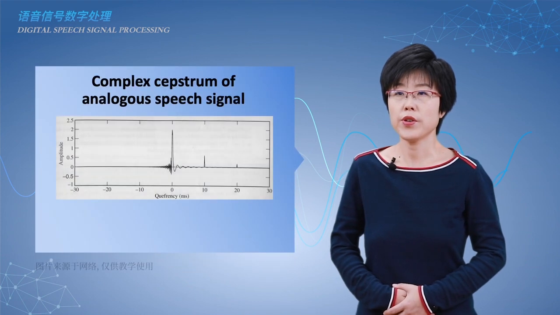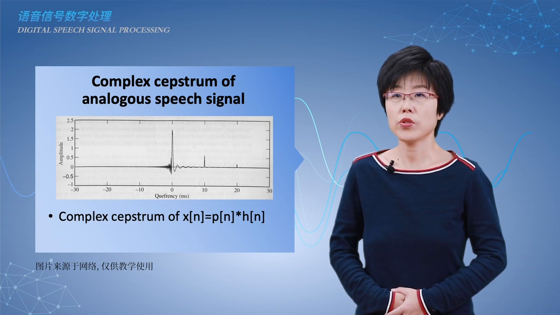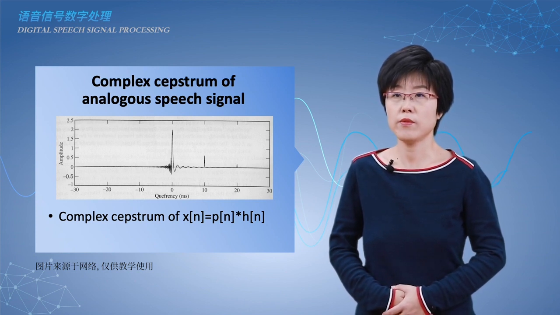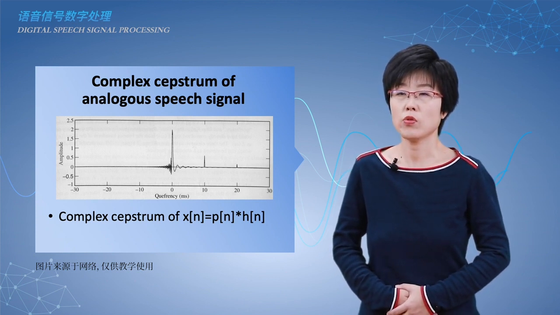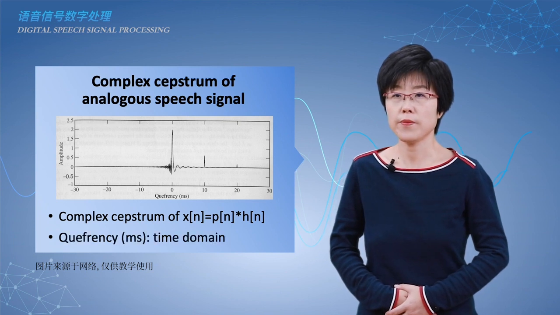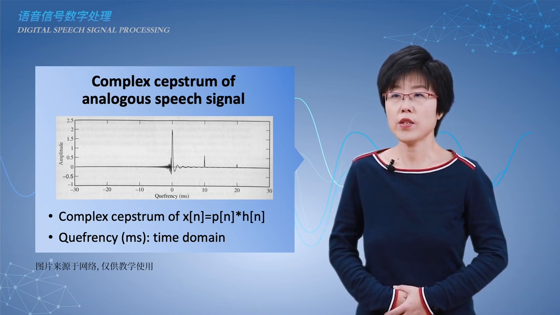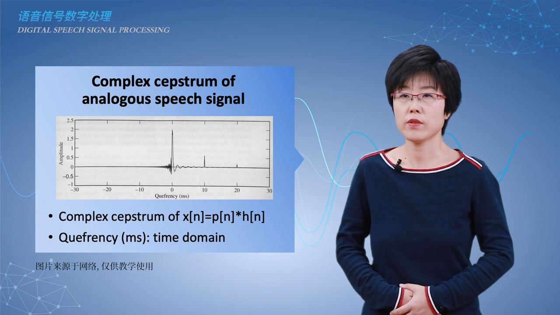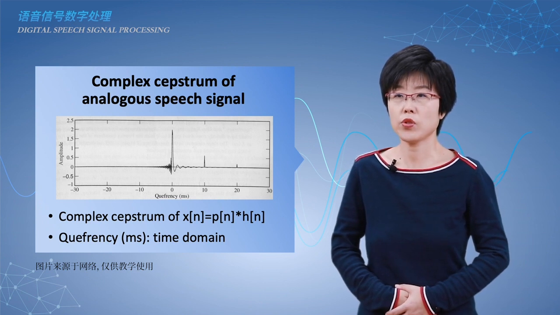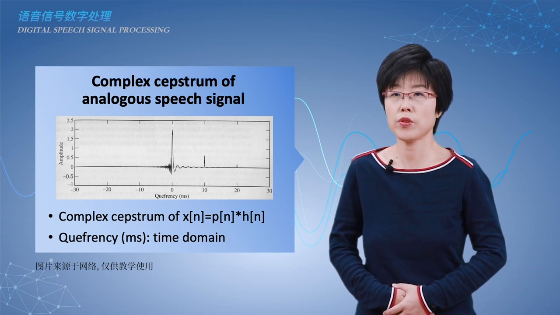The figure here shows the complex cepstrum of analogous speech signal x[n] equals p[n] convolved with h[n]. The horizontal axis is frequency, which has time significance. For a finite length periodic pulse sequence, its complex cepstrum is also a periodic pulse sequence of the same period.